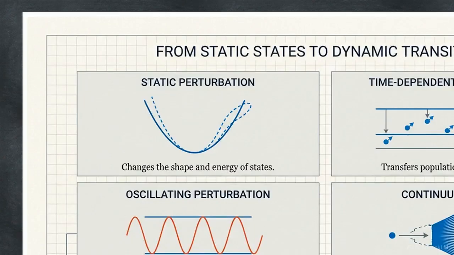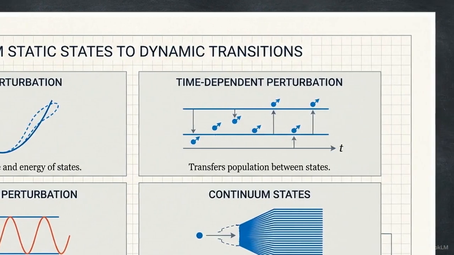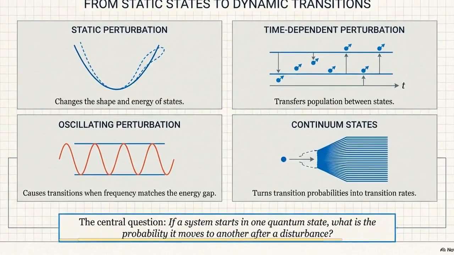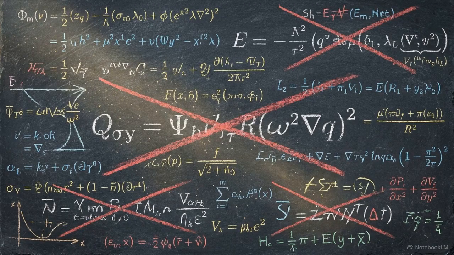To model these interactions, we introduce time as a variable, making the Hamiltonian a function of time, H of t. This alters our core question. Instead of measuring static energy levels, we track population movements, the probability a system transitions to another state after a disturbance. There is no single equation for every disturbance.